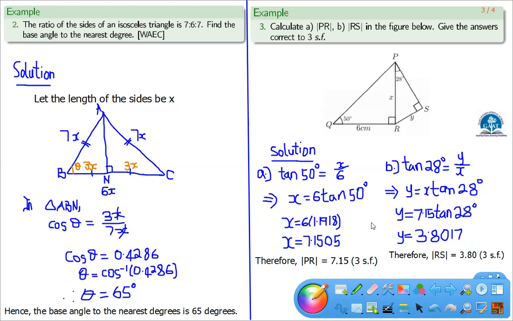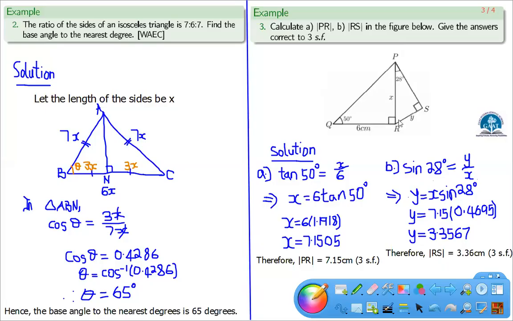Now, next we solve for length RS. In this case, y is the opposite, and x should be the hypotenuse. So that's an error here. Let me quickly rectify the error.